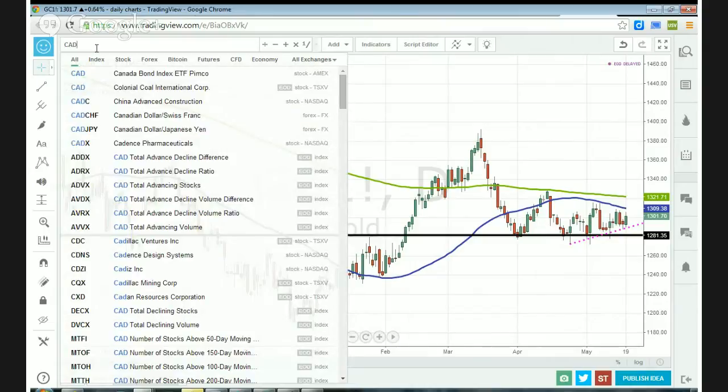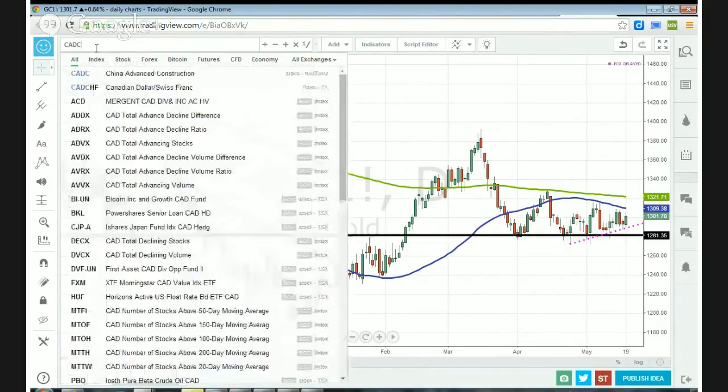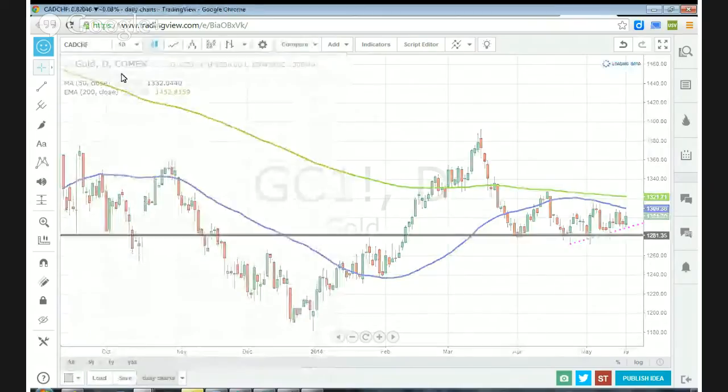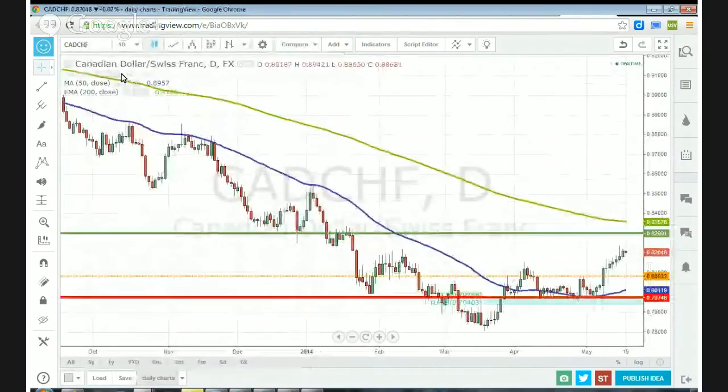Okay, so I have 6 trades on. 2 of them have been moved to break even. Let's start with those 2 trades first. One is Canada Swiss. Okay, so you can see that here. Now it's just a matter of holding until, if we reach this level, that's about it. Wait and see with Canada Swiss.